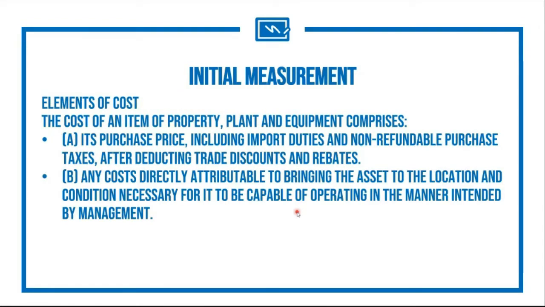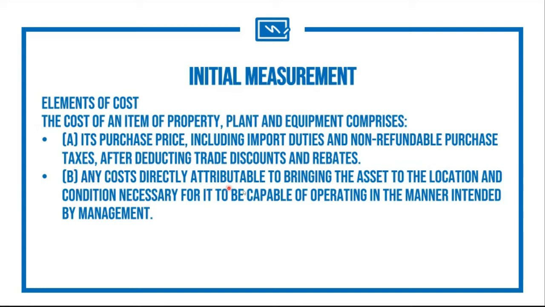So since we are talking about cost, the standard also provides us with the elements of cost. So according to the standard, these are the elements of cost. First is purchase price, which includes import duties and non-refundable purchase taxes after deducting trade discounts and rebates. Again, when we talk about trade discounts and rebates, this pertains to trade discounts and rebates, whether taken or not. So meaning we are supposed to compute the purchase price at net amount. So regardless of whether the company was able to avail of the rebates or not, the rebates are still going to be netted off or deducted from that initial purchase price or the total purchase price of the item.